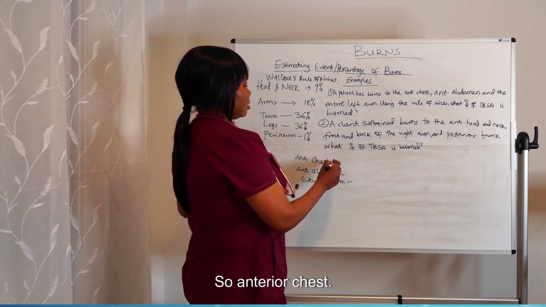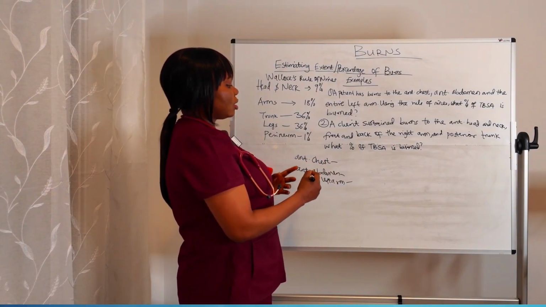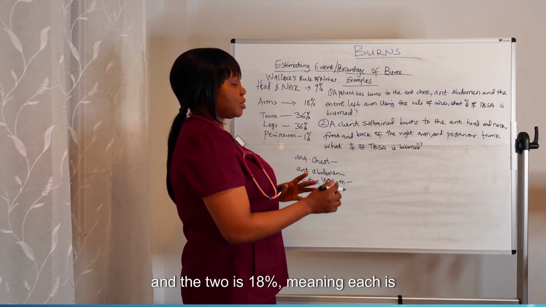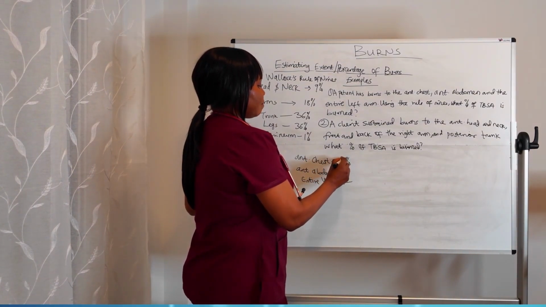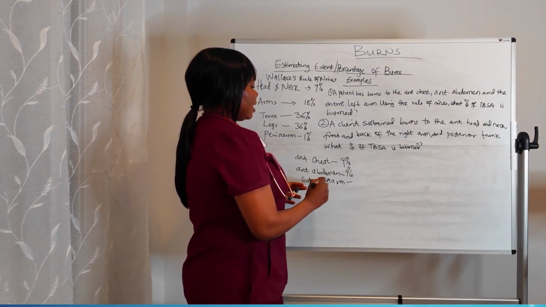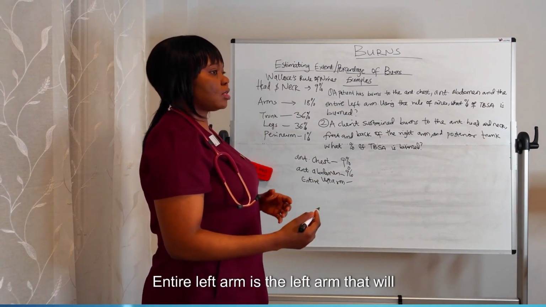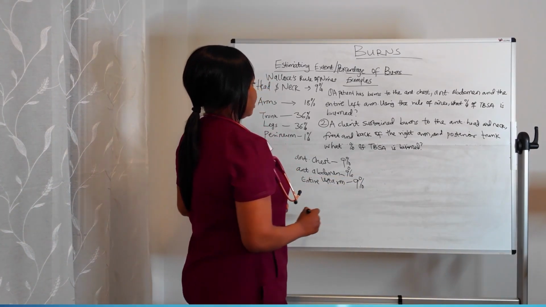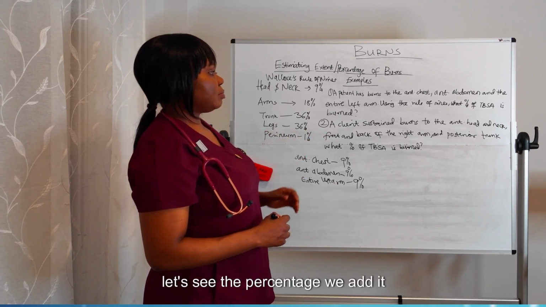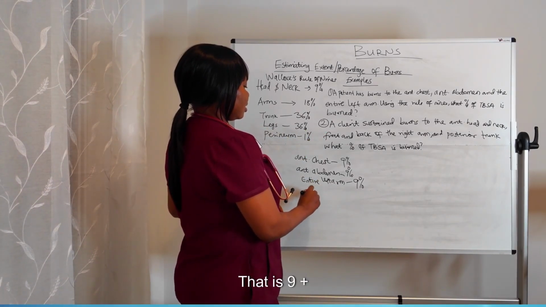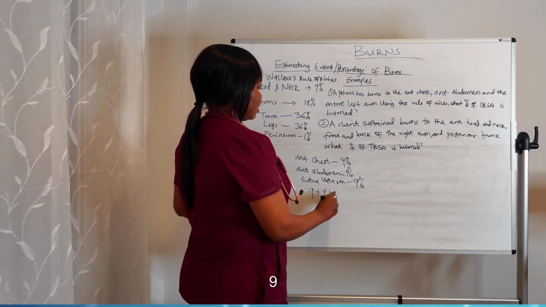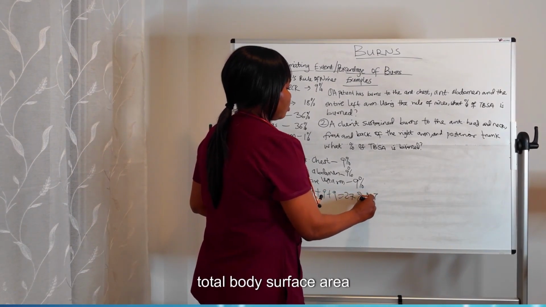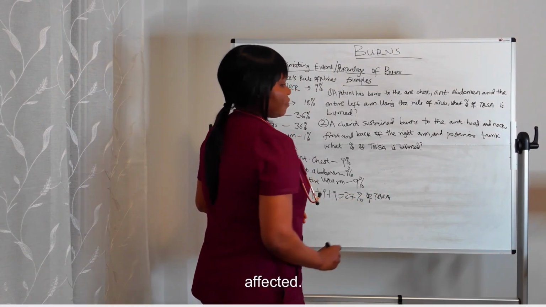So anterior chest, remember I said anterior chest and anterior abdomen will give us anterior trunk. So the two is 18%, meaning each is 9%. Entire left arm means the left arm. That will give us 9%. So let's see the percentage. We'll add it together. That is 9 plus 9 plus 9 equals 27% of total body surface area affected.